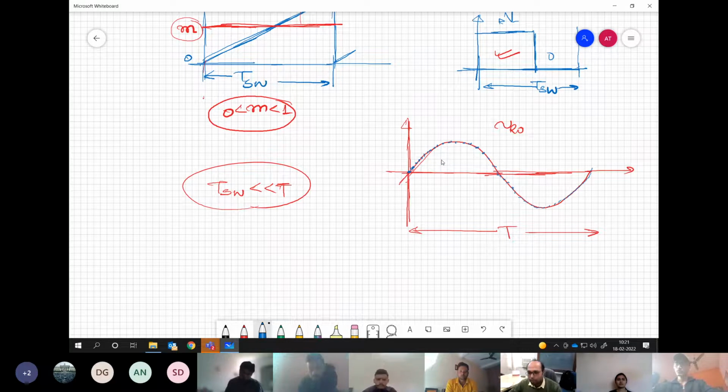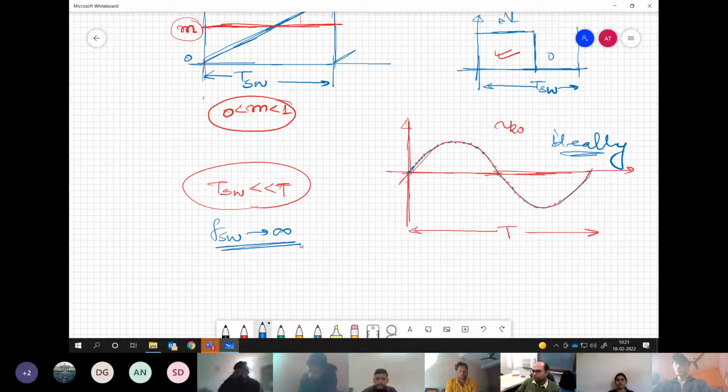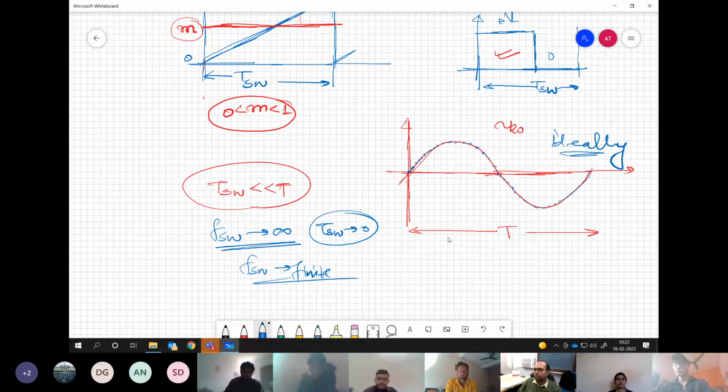Okay, so this is what ideally we should have. But for this ideal scenario, what is the requirement? The requirement is that our switching frequency should be almost infinite. We should be able to realize each and every point. So this actually means that TSW is very, very close to 0. And that is why each and every point we are able to realize. However, that is not possible practically. We know that FSW is finite and we cannot have each and every point realized on the waveform.